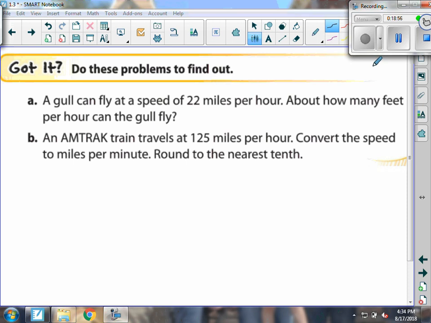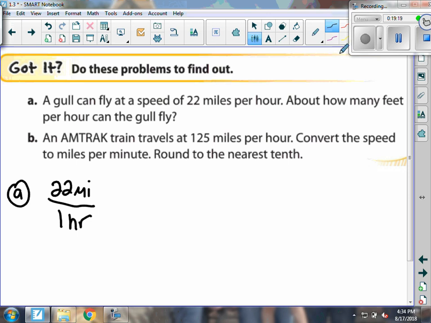Okay. Need more time, pause this. So the gull can fly at a speed of 22 miles per hour. Gotta get my pen working, there we go. How many feet per hour can the gull fly? So I'm going to set up my first fraction. It's going to be 22 miles per over 1 hour.